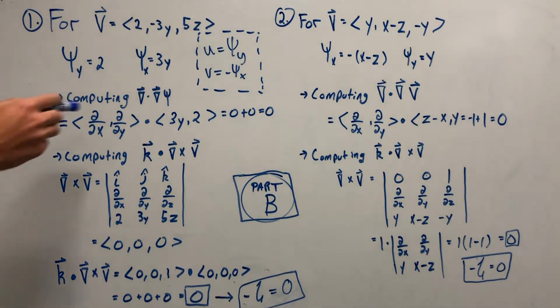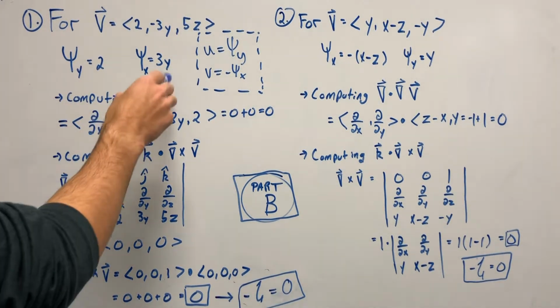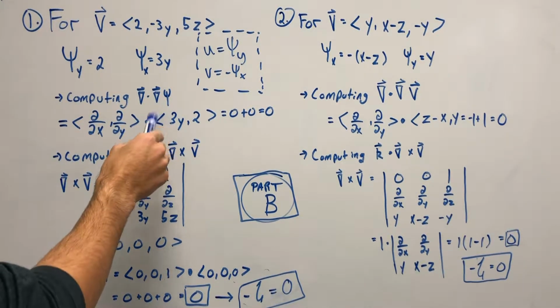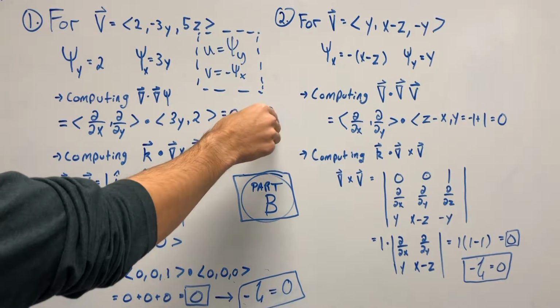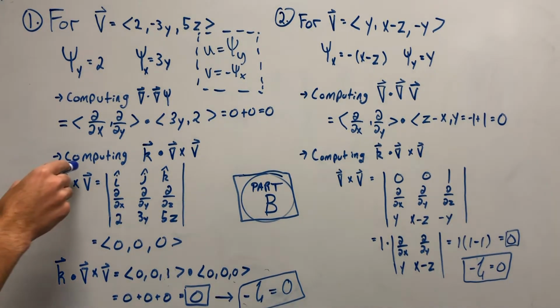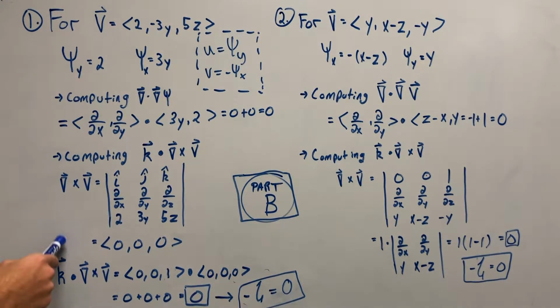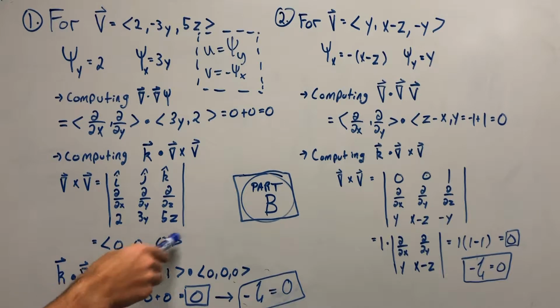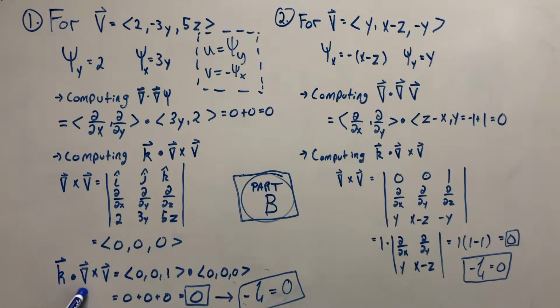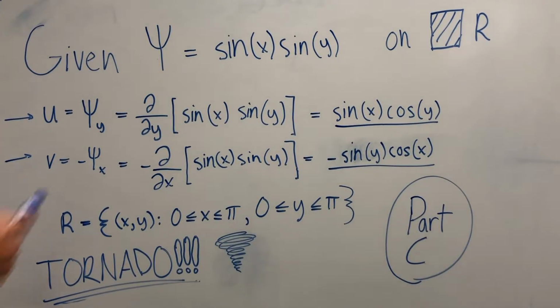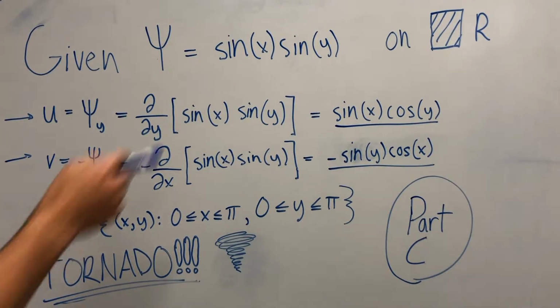So what we do is we took the gradient dot product with the gradient of psi, and once we found out the dot product of that, we found out that it was equal to 0. We eventually started computing the k component of that vorticity, and we found out that it eventually was equal to a 0 vector. And then once we found out, we set that equal to negative zeta, and we got 0 for both answers.